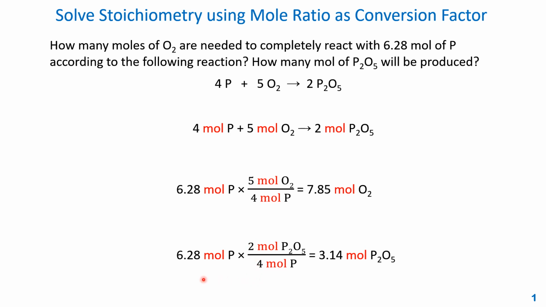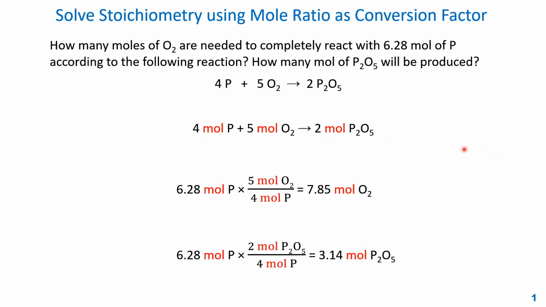And then in your calculator it is 6.28 times 2 divided by 4. And then 3.14 is the answer. 3.14 moles of diphosphorus pentoxide will be produced. Okay, this is the first way, using the mole ratio as a conversion factor. The mole ratio is the coefficient ratio in the balanced equation.